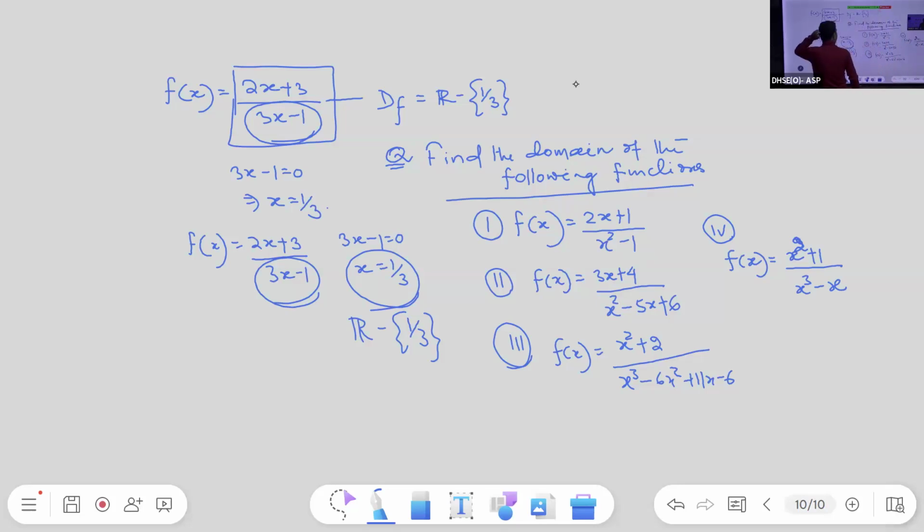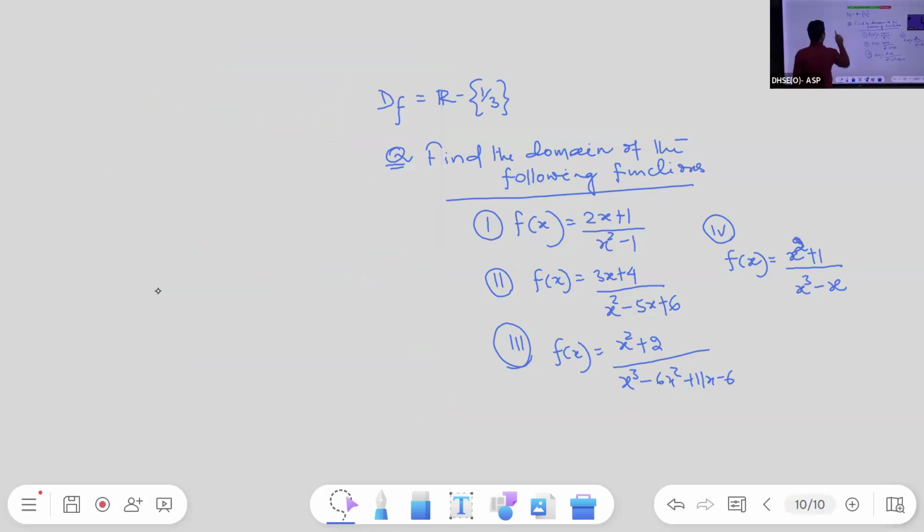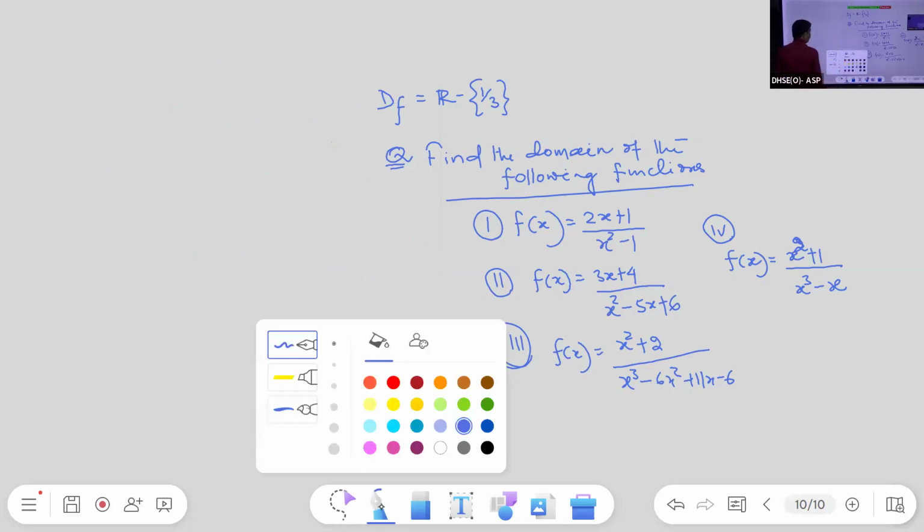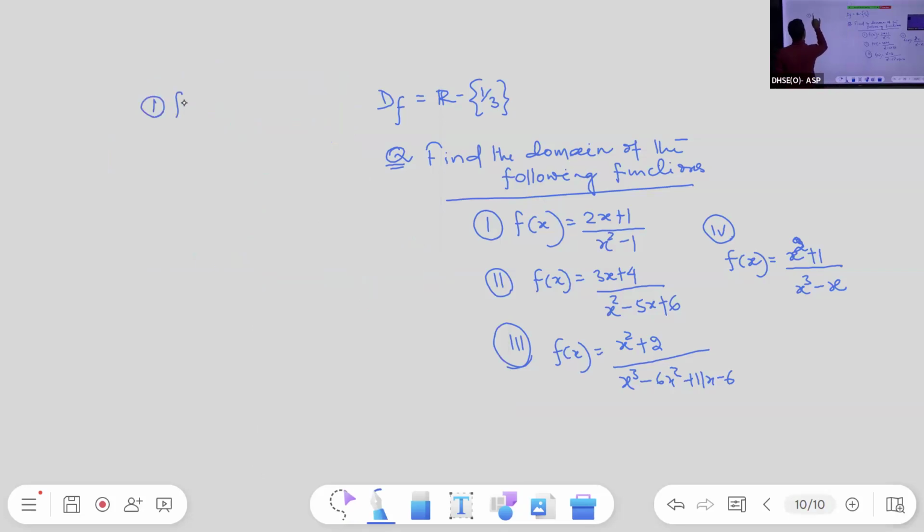Okay, let me solve all the 4 questions. The question number 1, f of x is equal to 2x plus 1 upon x square minus 1. First of all, we have to find out the values of x for which the denominator is 0. Here the denominator expression is x square minus 1.